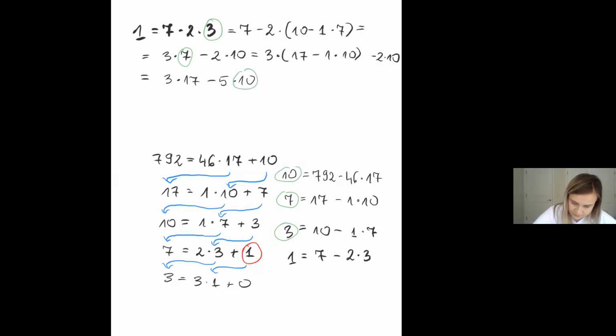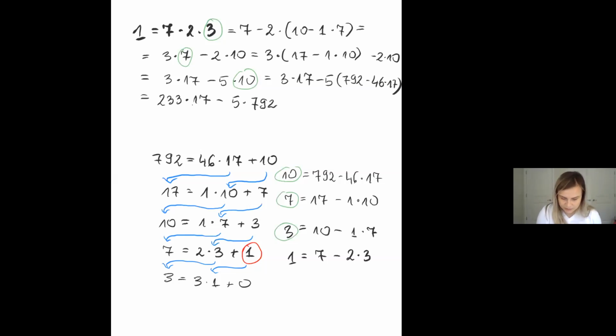Almost done. 3 times 17 minus 5, 792 minus 46 times 17. So what we have total here, so we have 3 times 17, then we have minus 5 times minus 46. So that gives us 233 times 17 minus 5 times 792. And we are done. So there is nothing more to replace.